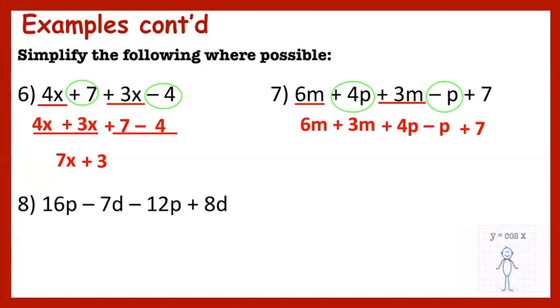So let's go to the first one. 6m plus 3m, which is going to give us 9m. Next, we have 4p minus p, and we will end up with plus 3p. And the 7, like I said, doesn't have anything to add or subtract with it, the constant, so we just bring it down. So that will be our answer: 9m plus 3p plus 7.